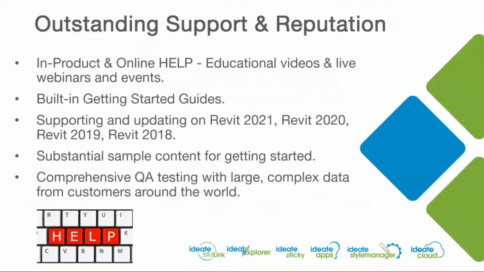We are supporting the last 4 releases of Revit, so that's Revit 2018 through Revit 2021. Everything you see today is available on those last 4 releases. That's the latest and greatest. Now we do have versions that go back further, but again, the latest updates are on the last 4 releases. And we have customers all over the world, and we do comprehensive testing on very large projects. So again, we're really well known for our support and our quality testing when it comes to large projects.